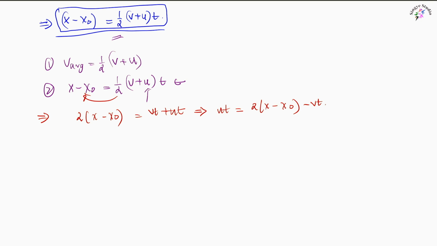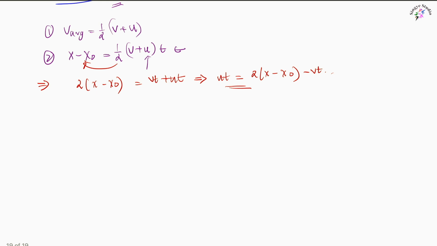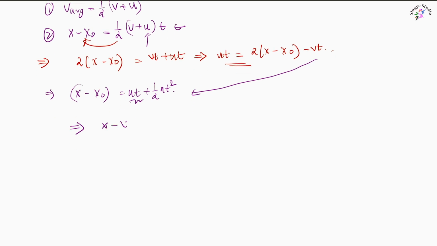Okay, now from here we can substitute this in the equation that we have derived earlier, that is x minus x naught equals ut plus half at squared. So substituting this value of ut from here, we will get x minus x naught equals 2 times (x minus x naught) minus vt plus half at squared.